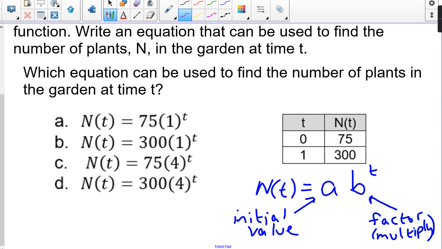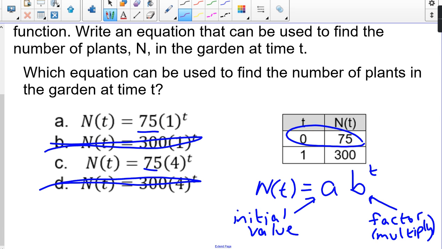So now looking at this specific set of values, what's the initial value? Well, if you said 75, that's right, because at time 0, the output is 75. That's the initial value. So initial value of 75. So we can eliminate choice B because the initial value is not 300. We can eliminate choice D because the initial value is not 300.